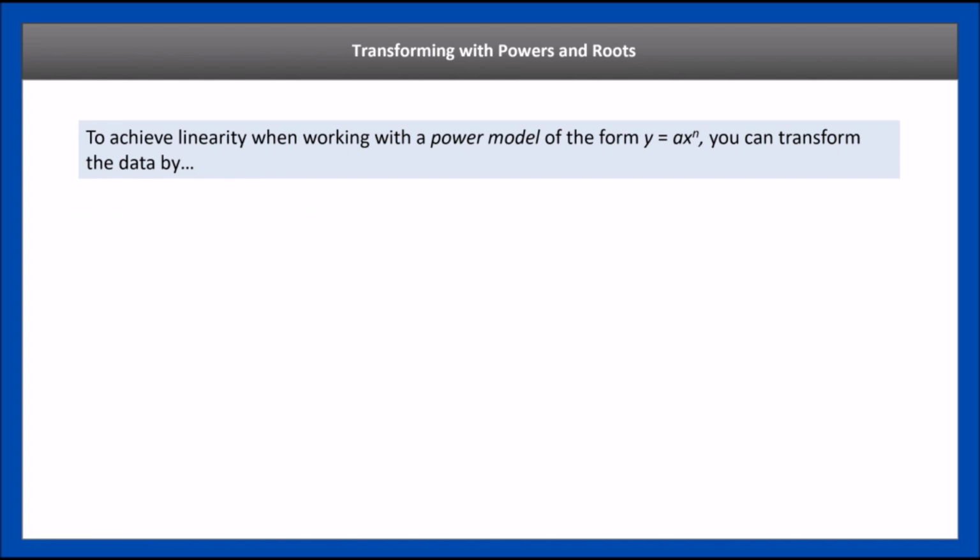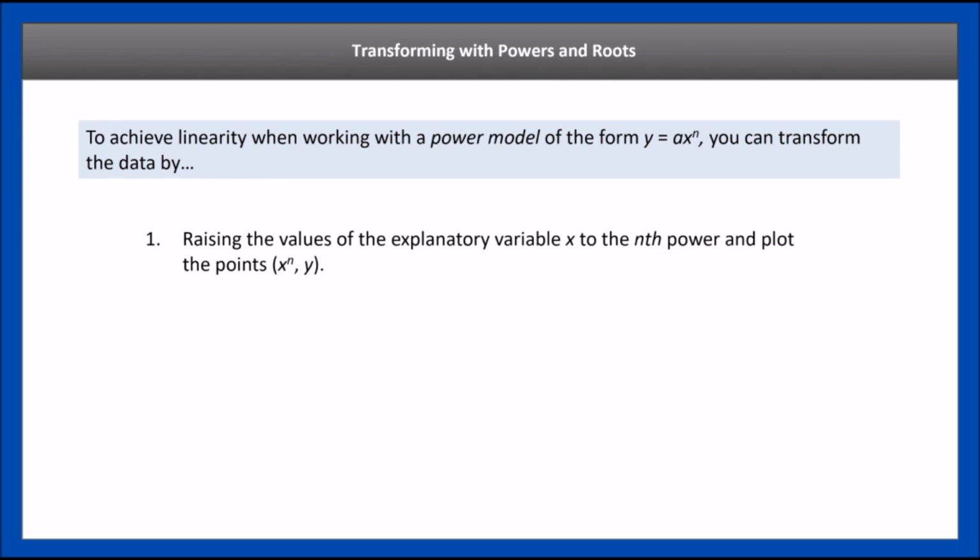Okay, so transforming with powers and roots. To achieve linearity when working with a power model of the form y equals ax to the n, you can transform the data by, first, raising the values of the explanatory variable x to the nth power and plotting the points x to the n, y. Once you plot that, it's going to transform the data and linearize it.